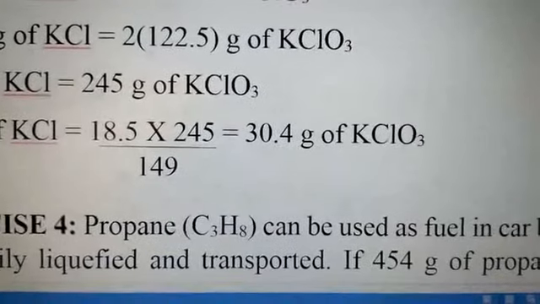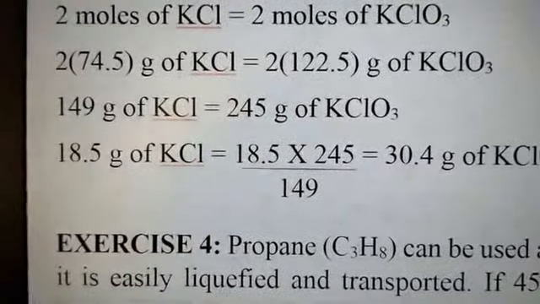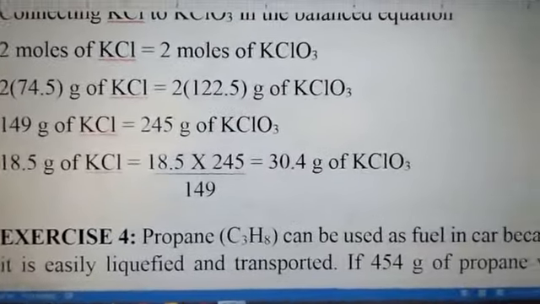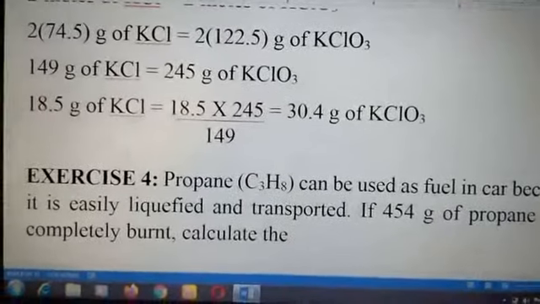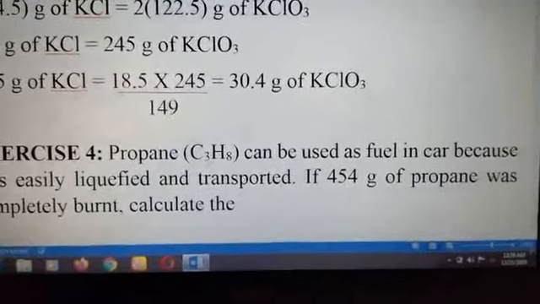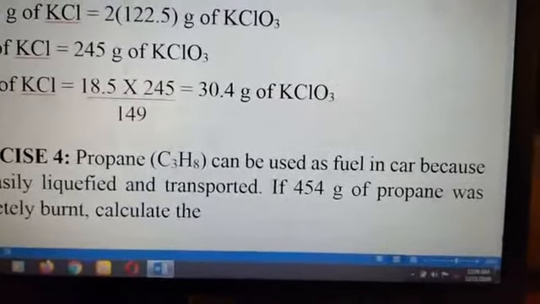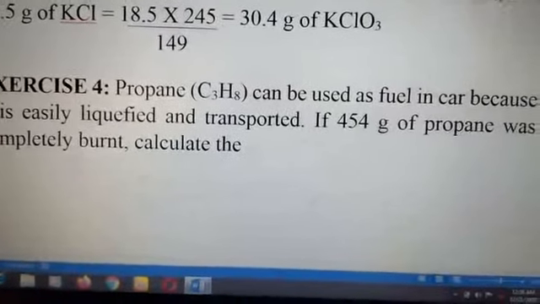So 30.4 grams of potassium chloride was able to produce 18.5 grams of potassium chloride. So having done that, we go to exercise 4. Propane, C3H8, a hydrocarbon, can be used as fuel in cars because it is easily liquefied and transported.